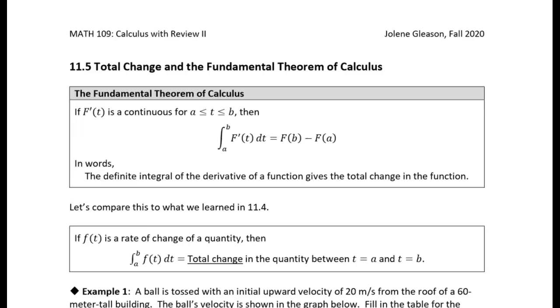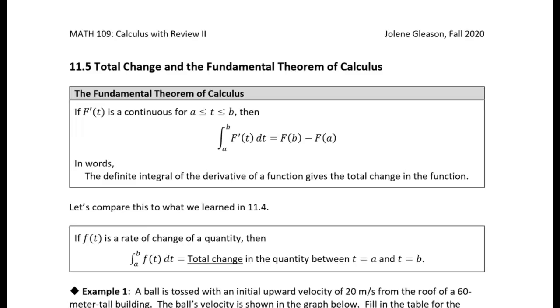So what the fundamental theorem says is basically the same thing as what we covered in 11.4, but in a little bit more formal way. So if we have a function, a derivative, f prime of t, okay, so this is a rate of change function because it's a derivative, right? And it's a continuous function on an interval from a to b.